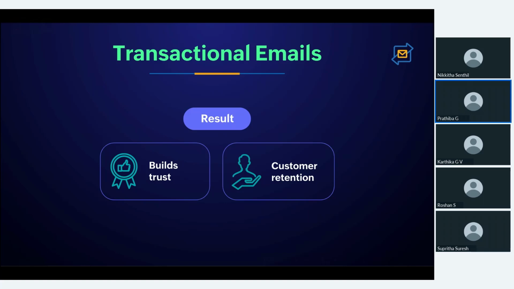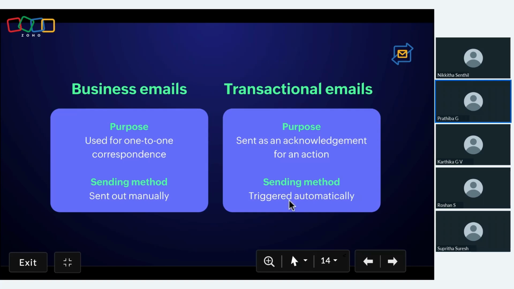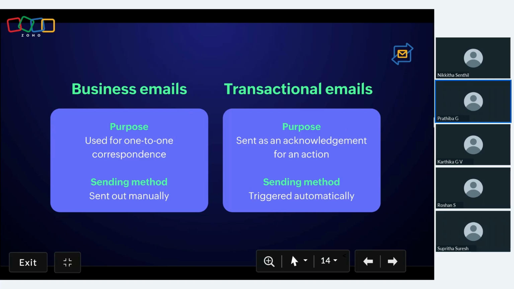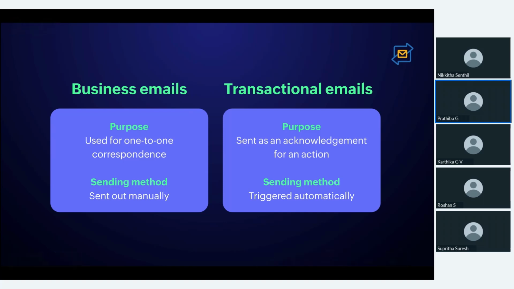Now, these emails differ from each other in 2 distinct ways: purpose and sending method. Coming to purpose, a business email, as you know, is used for one-to-one correspondence, and this could be internal communication or with vendors or partners. While transactional emails are customer-requested emails, and they are sent as an acknowledgement for an action a customer performs on an application or website. Next is the sending method. Business emails are sent out manually. The sender will type out the necessary message and click send. While transactional emails are automated and not manual. They're set to be automatically triggered as and when an action takes place.